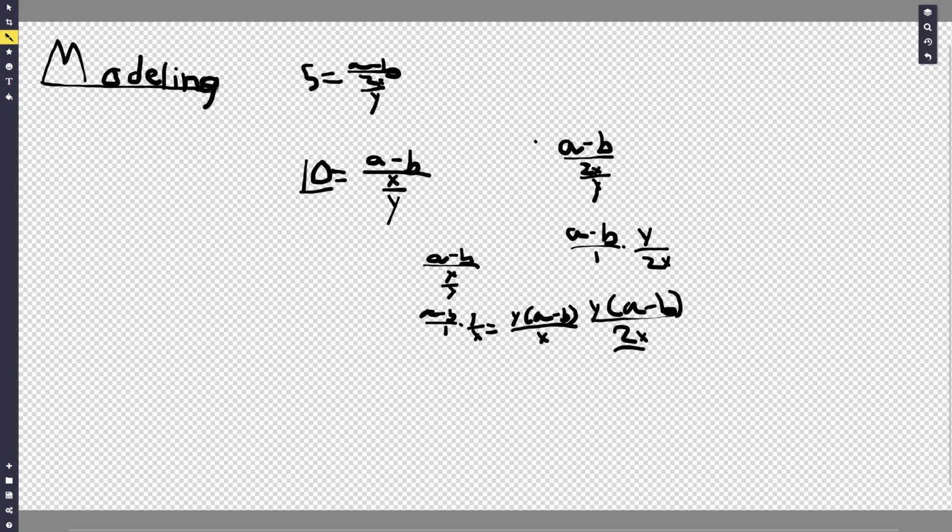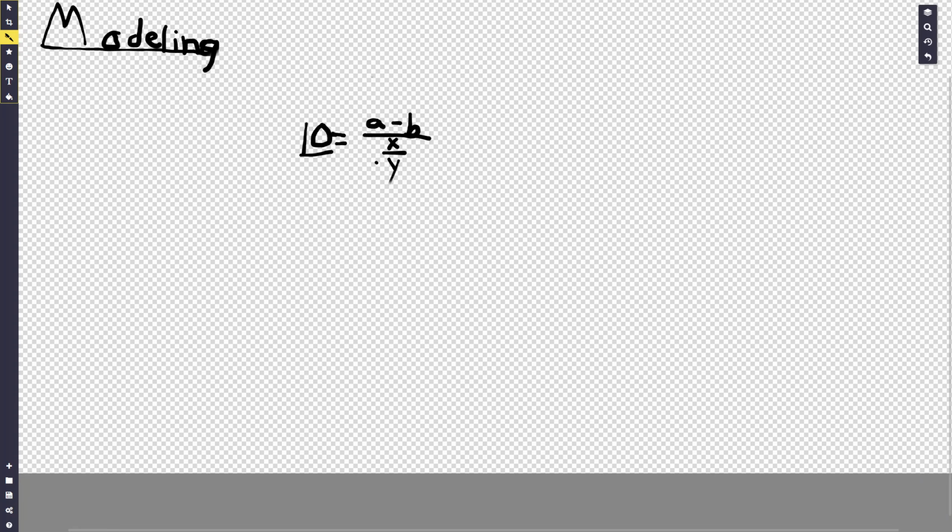So let's try to change another variable. How about we make y 3 times as much, okay? So we could say a minus b divided by x divided by 3y. And so let's set up our equation, right? So a minus b divided by 1 times, remember, when you divide by a fraction, you multiply by the reciprocal. So 3y divided by x. So, sorry, that was a bad x. Boom, big X. So 3y times a minus b divided by x.